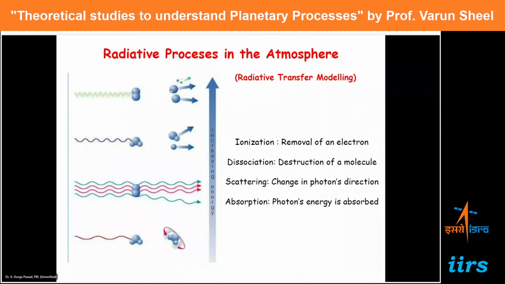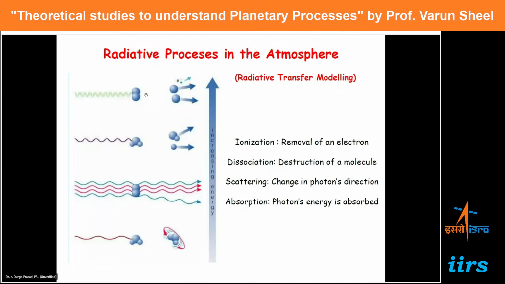One is ionization. What happens in ionization? Whenever solar radiation or a photon interacts with a molecule or an atom, it will detach an electron. It will ionize the species and produce a separate lone electron. This process of removal creates ions and electrons, which is a plasma. The plasma is created because of the interaction of solar radiation with the neutrals present there, and this usually happens at relatively high altitudes.